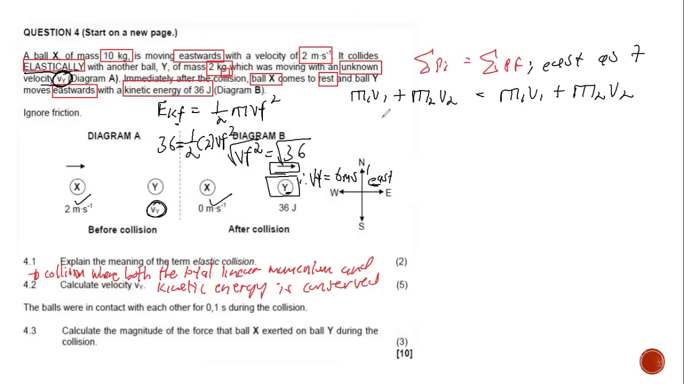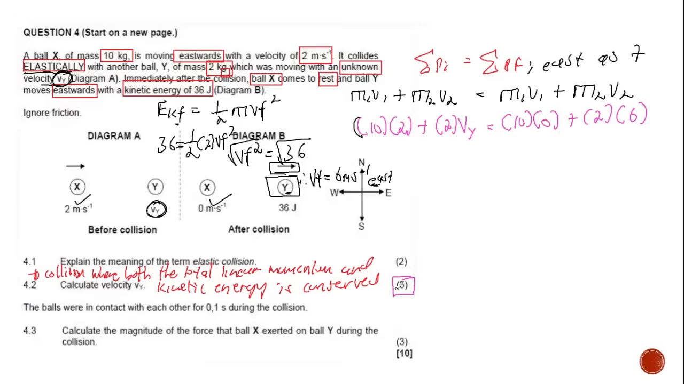Now to substitute in here, we are simply going to say we have our mass 1, which is 10, and then our velocity 1, 2 meters eastward. And then mass 2, it is 2, but we don't know this velocity. That's what we are looking for. So let's say Vy. And then mass 1 here is 10, but the velocity after is 0. It comes to rest. Then mass 2 is 2, and this velocity we have calculated, and we found 6. So that means we needed to start here. Hence, we can see it's 5 marks.